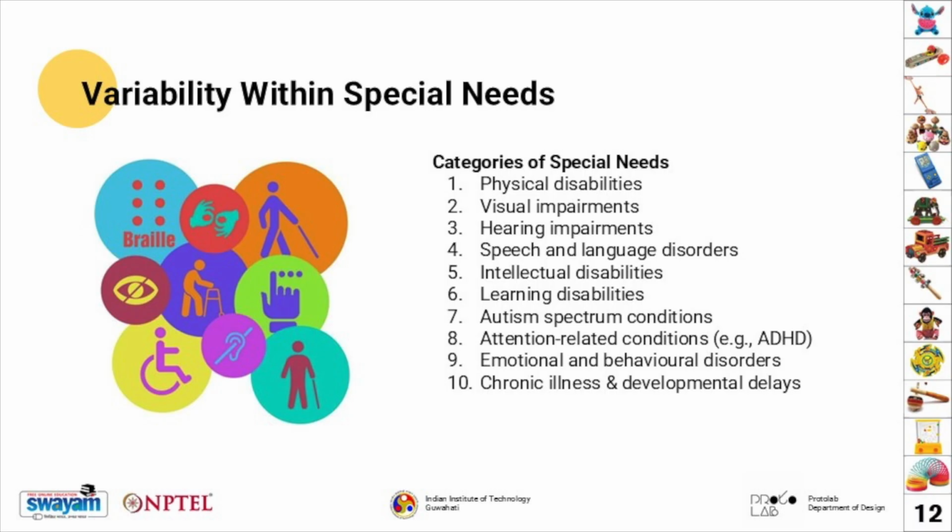Intellectual disabilities involve differences in cognitive functioning and adaptive behavior. Play may need simpler rules, repetition, and slower pacing. Learning disabilities such as dyslexia or dyscalculia affect specific learning processes. Autism spectrum conditions involve differences in social interaction, communication, and sensory processing.